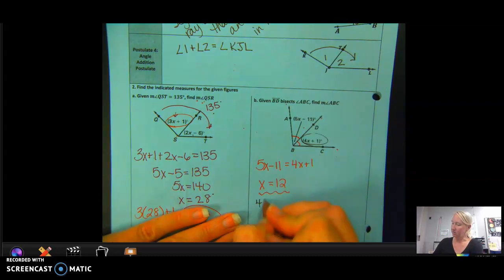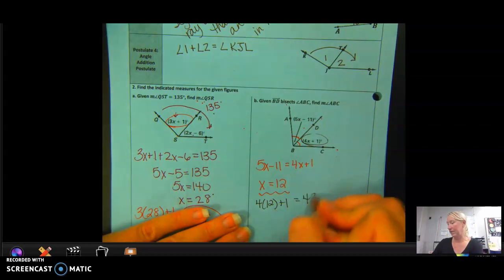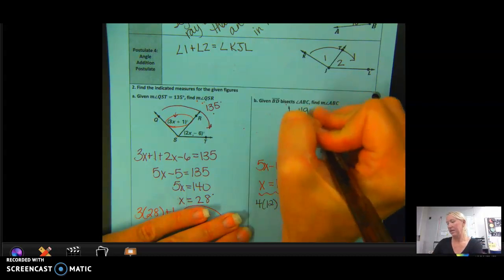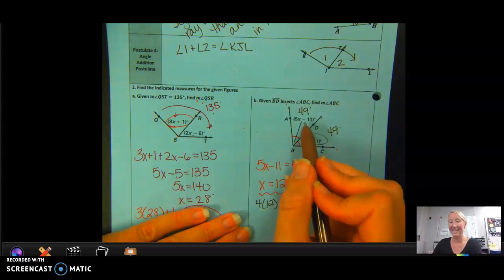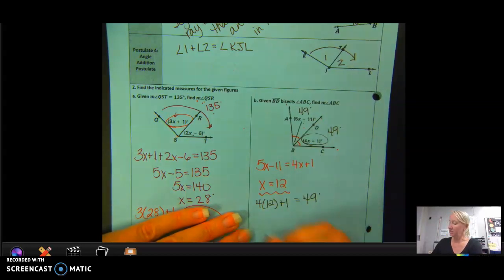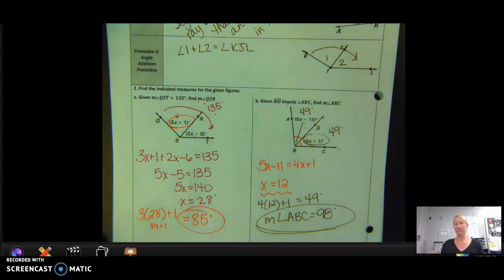So I'm going to do 4 times 12 plus 1. 4 times 12 is 48. 48 plus 1 is 49 degrees. So if this is 49 degrees and this is 49, I know that this is 49 because this is a bisector, so this angle equals this angle. Then that means that the measure of angle A to B to C is 49 plus 49, which is 98 degrees. Kind of like a band, a long time ago.